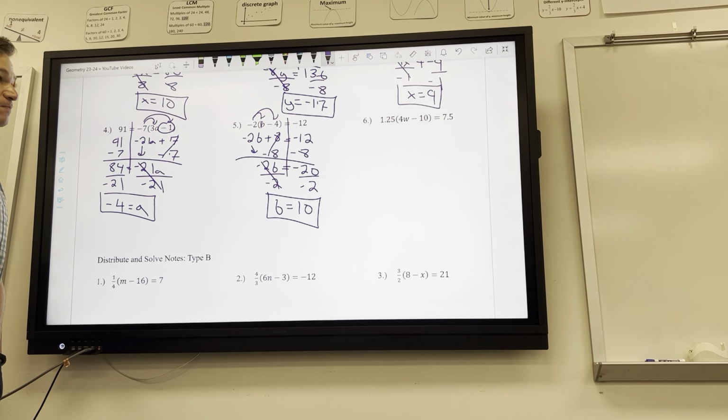All right, number 6, we have a decimal involved. But if you have a good calculator, shouldn't be an issue. You just type in 1.25 times 4w and 1.25 times negative 10. Okay, 1.25 times 4w is 5w. 1.25 times negative 10 is negative 12.5. It's equal to 7.5, and then you add the 12.5 to both sides.